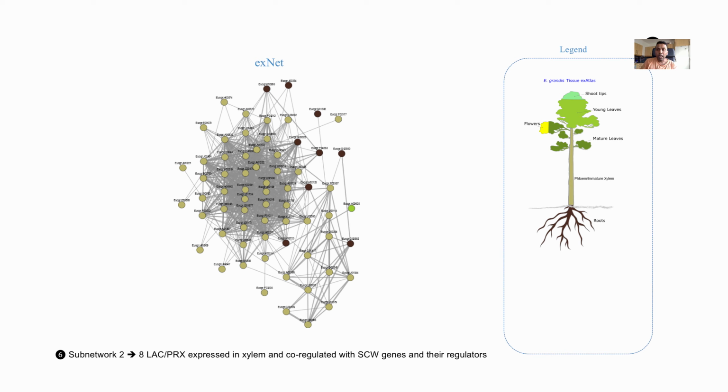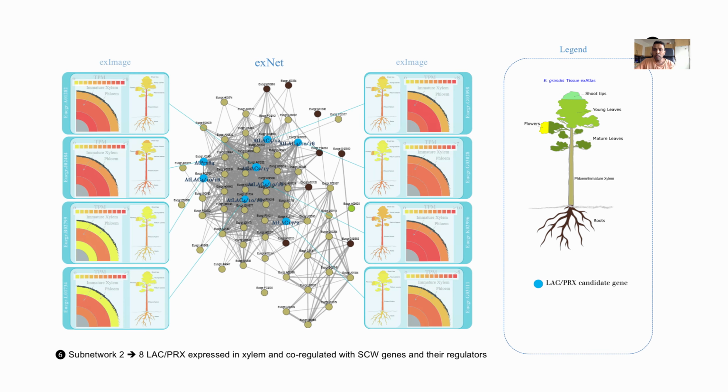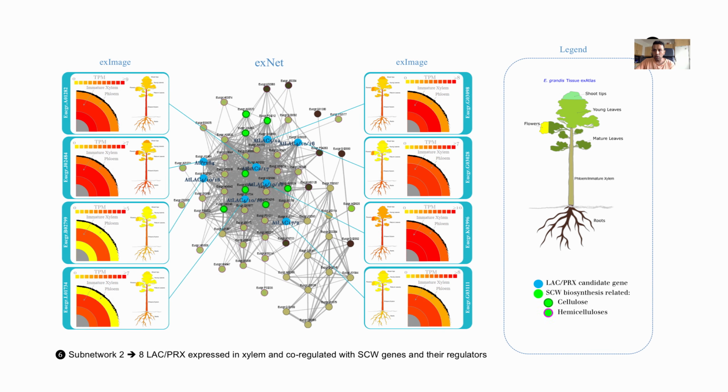Now we look at our candidate genes in X-image, where we can see the expression variation among different tissues. As you see here, most of the genes are highly expressed in xylem tissue. Also, the co-expressed genes are involved in secondary cell wall biosynthesis like cellulose, hemicellulose, or lignin.